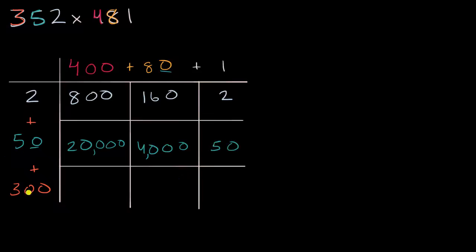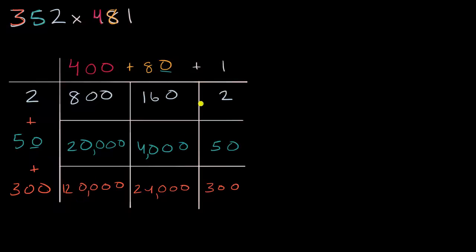And then we go to the 300, which we will distribute and multiply times each of these numbers. 300 times 400, 3 times 4 is 12, and then we have 4 zeros. We get 120,000. 300 times 80, 3 times 8 is 24, and then we have 3 zeros. So we get 24,000. And then 300 times 1 is, of course, equal to 300.